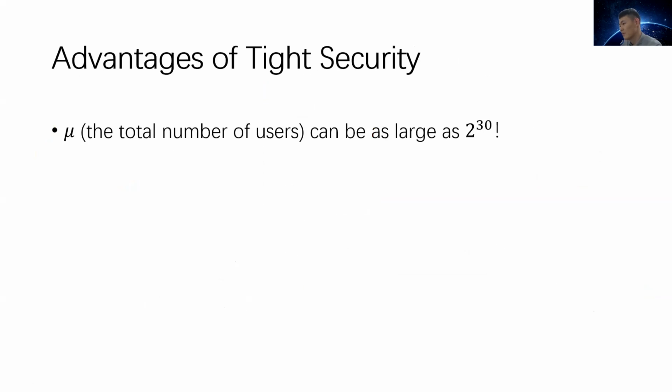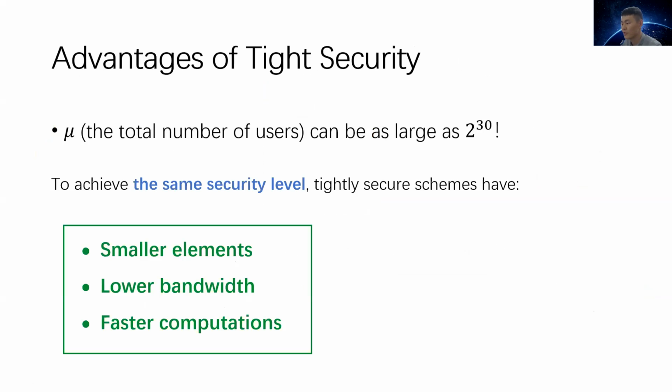In many cases, mu can be as large as 2 to the 30. As a result, the deployment of the scheme has to be equipped with a large security parameter to compensate for the security loss factor. And that leads to large elements and slower computation. On the contrary, to achieve the same security level, tightly secure schemes have smaller elements, lower bandwidth, and faster computation. In consideration of the wide applications of Chameleon hash functions, it's desirable for us to exploit tight collision resistance for Chameleon hash functions.